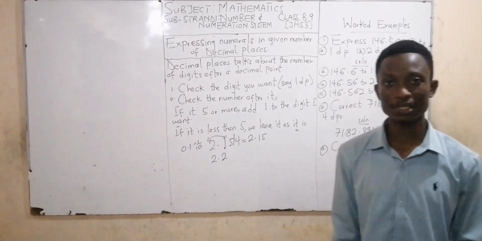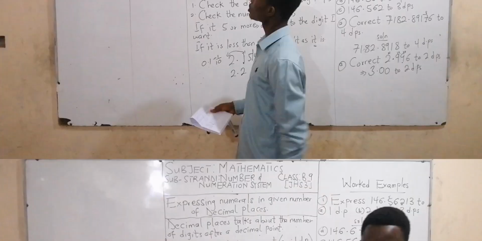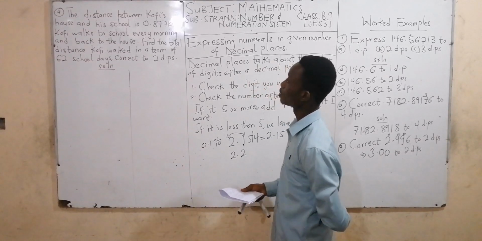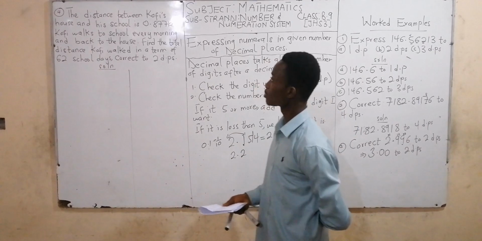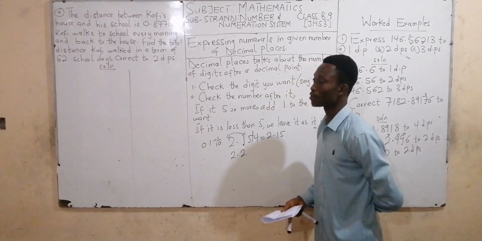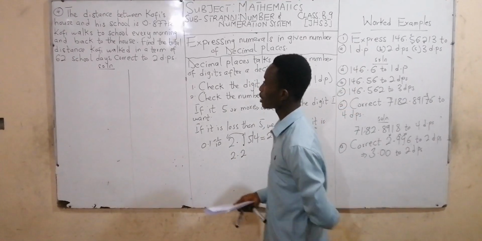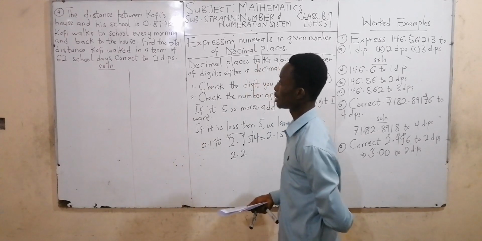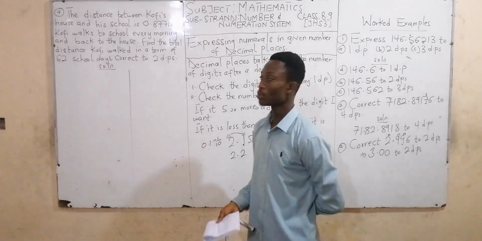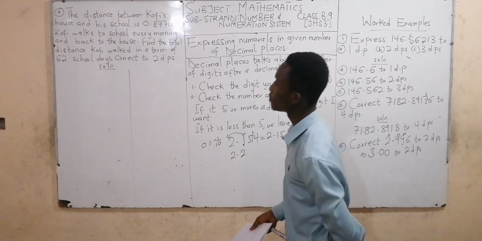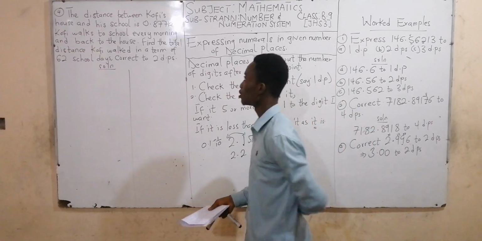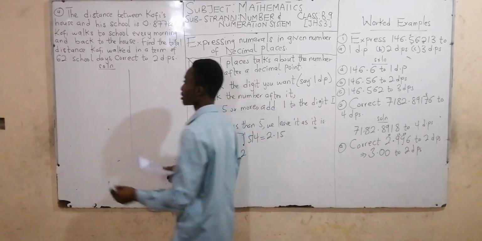Believe you get it. Now let's solve this: the distance between Kofi's house and his school is 0.877 kilometers. Kofi walks to school every morning and back to the house. Find the total distance Kofi walked in a term of 62 school days, correct to 2 decimal places.